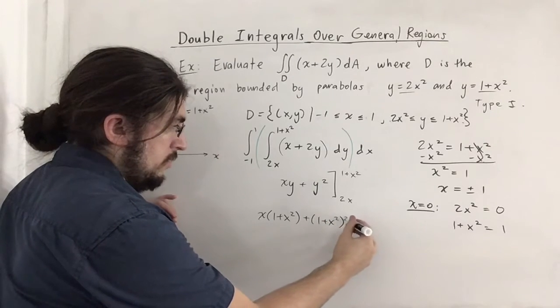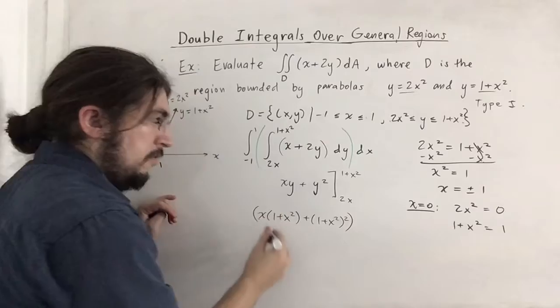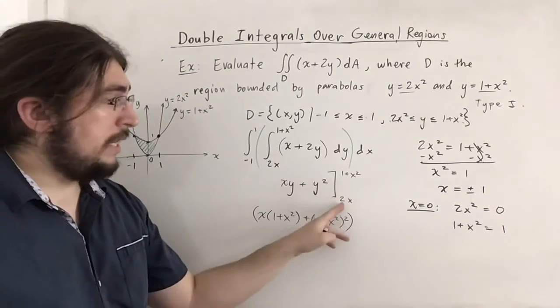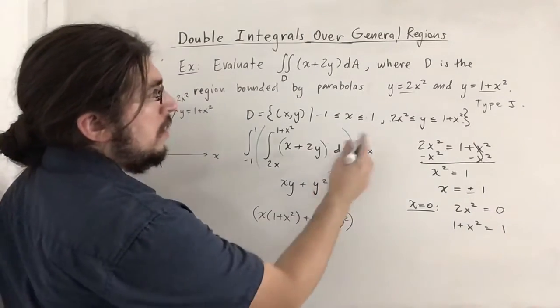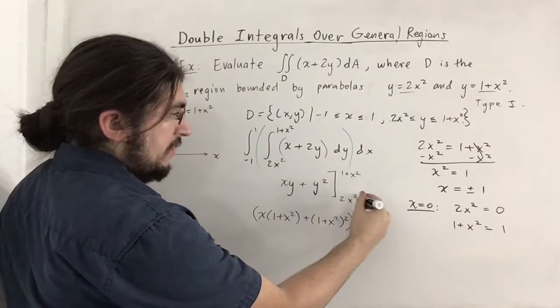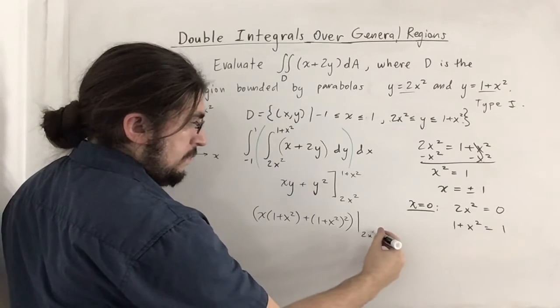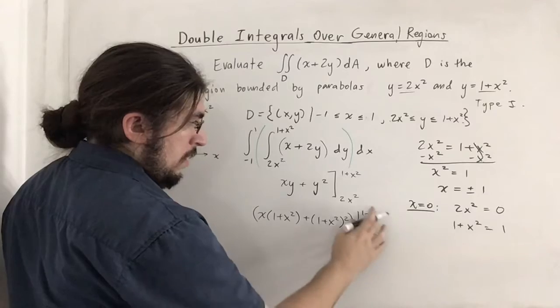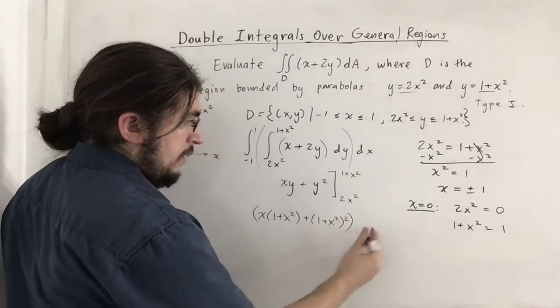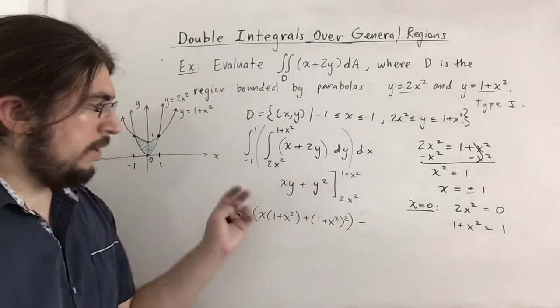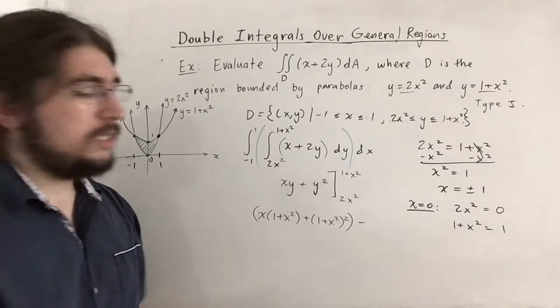It's going to look a little gross, but I guess it's okay. So that's the first evaluation, minus plugging in 2x squared. Yeah, that should have been 2x squared. Forgot the square. So that's plugging in 1 plus x squared, and now we're going to let the y's be 2x squared.